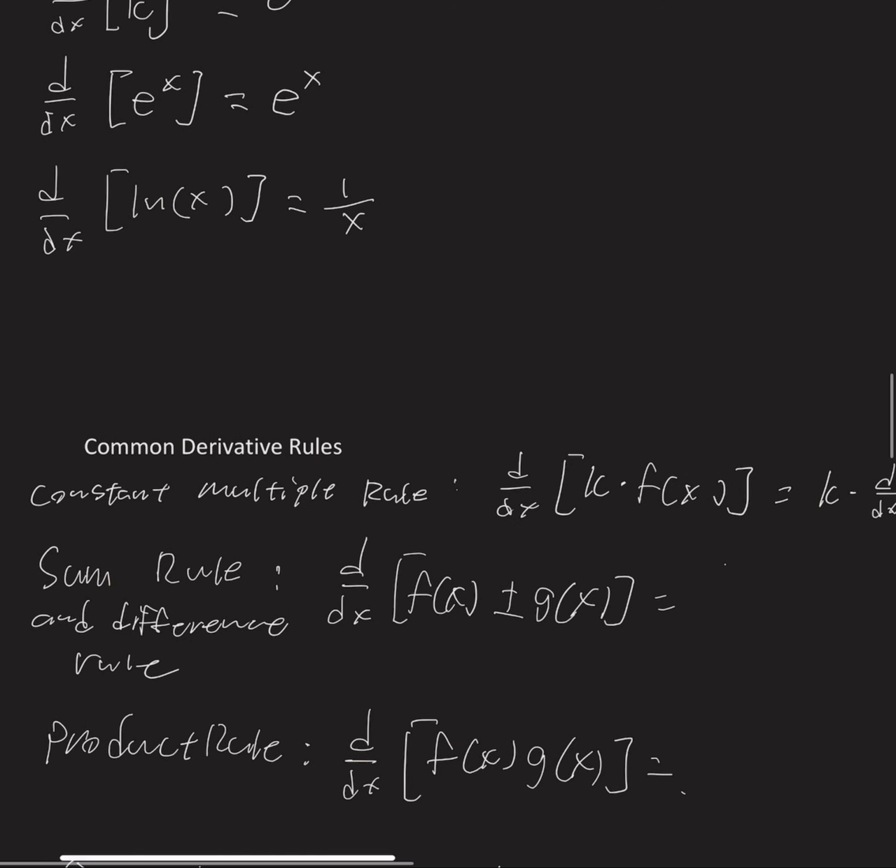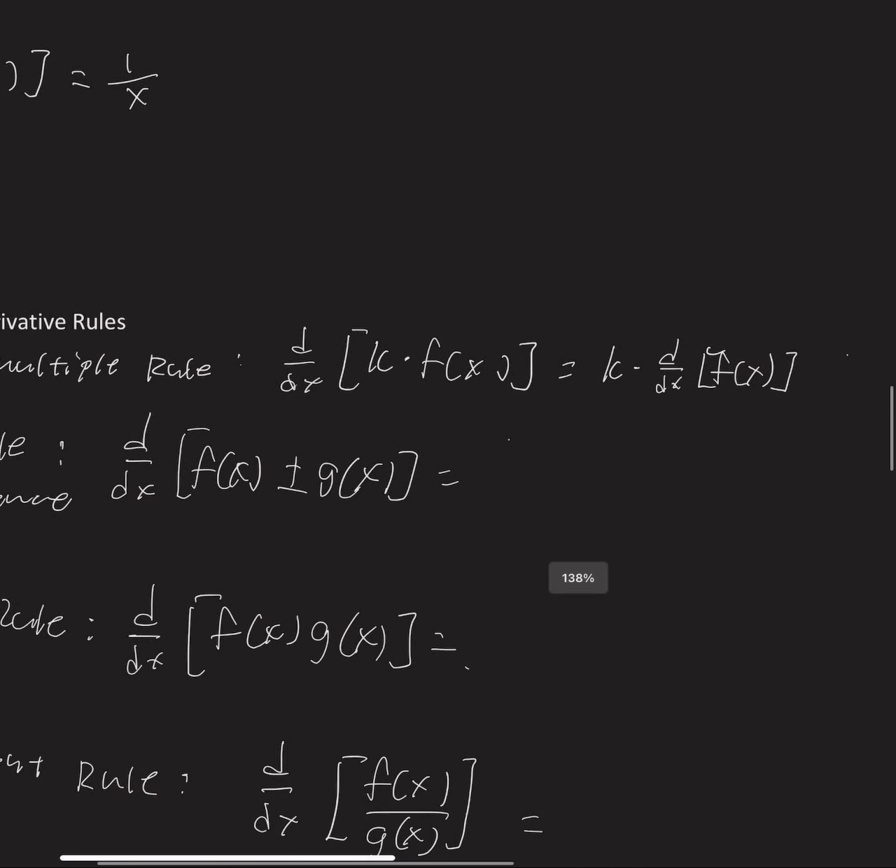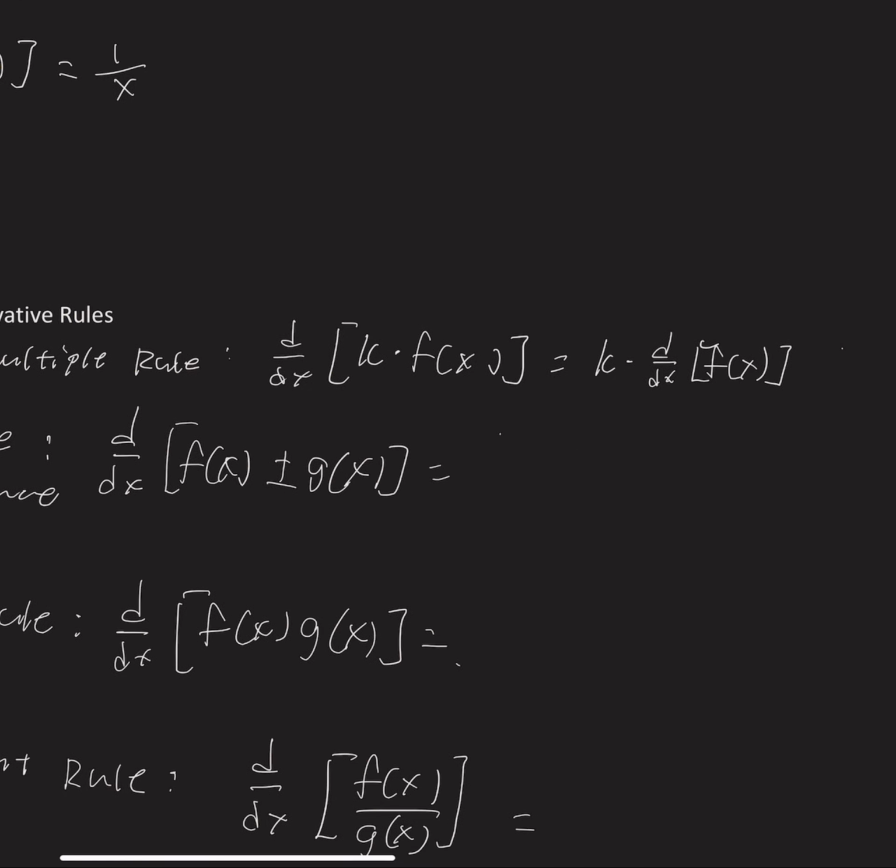Let's talk about the sum rule and difference rule. I write it using plus or minus to show that the sum and difference rules are basically the same. So that's equal to the derivative of f of x plus or minus the derivative of g of x.